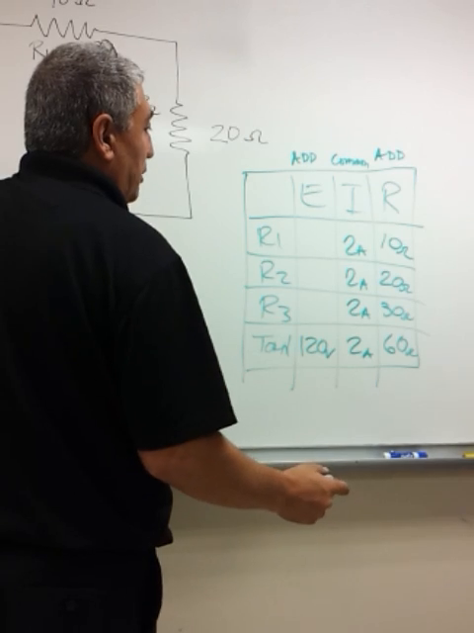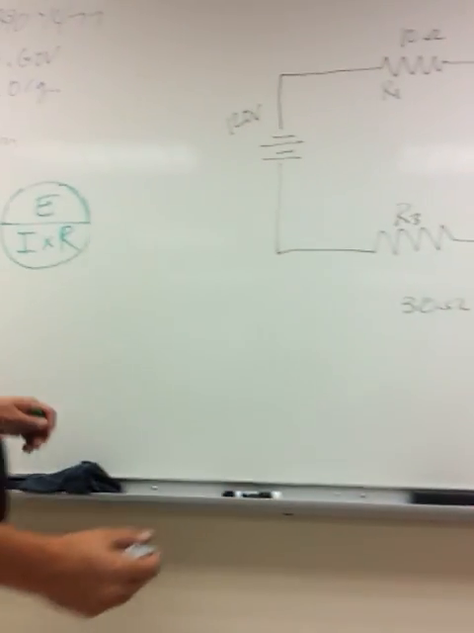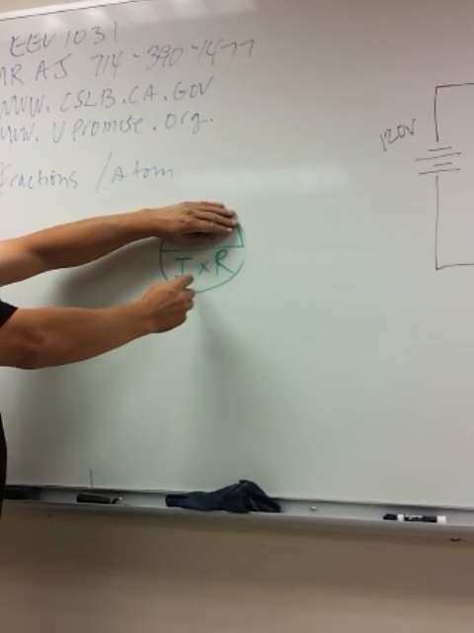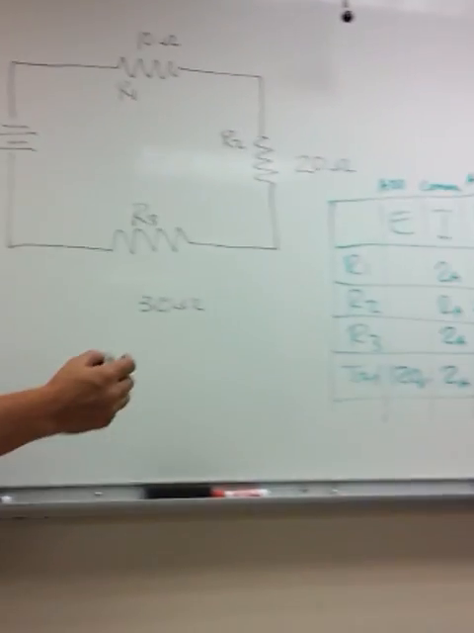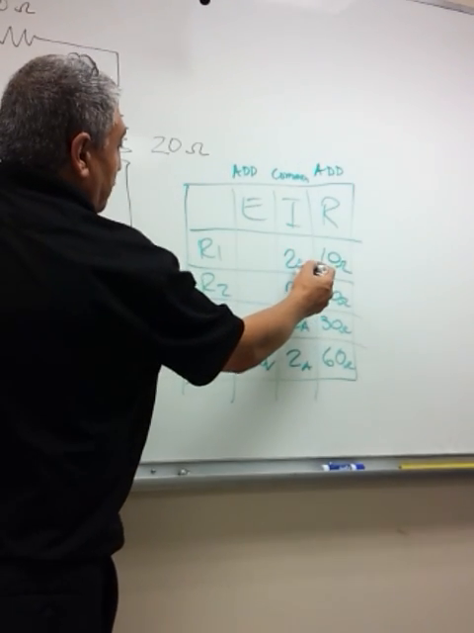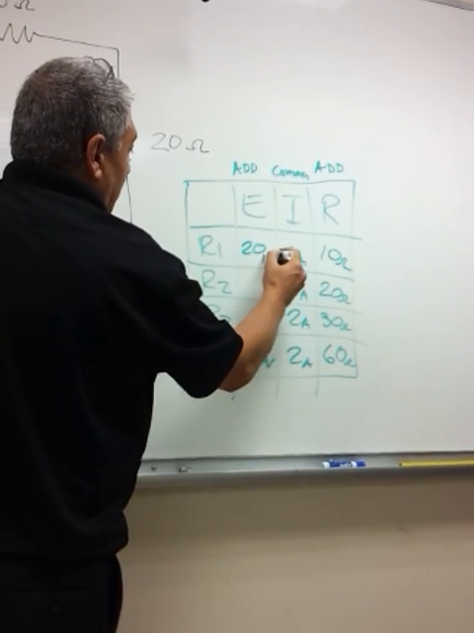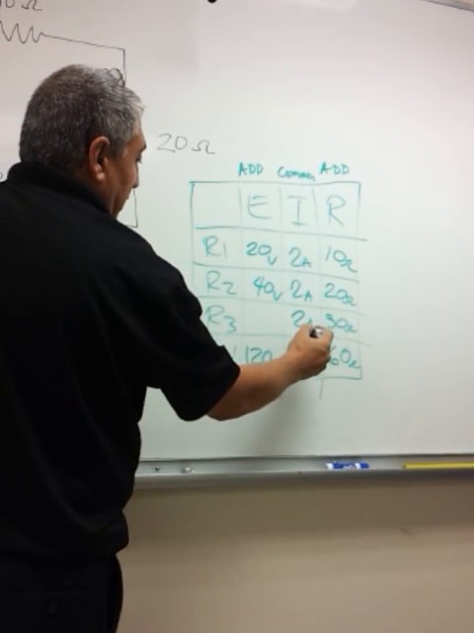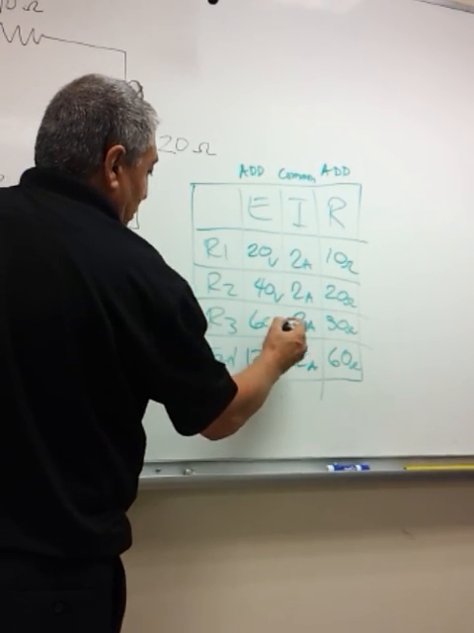Now we can use Ohm's law again. If we're solving for voltage, that tells us current times resistance. We come here, our current times resistance, 2 times 10 is 20 volts. 2 times 20 is 40 volts, and 2 times 30 is 60 volts.